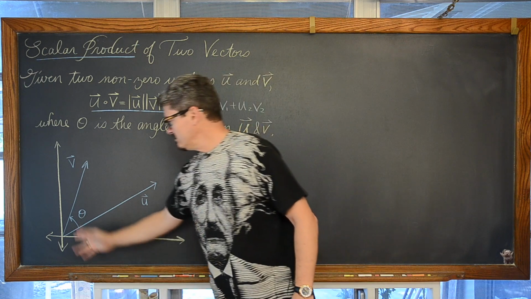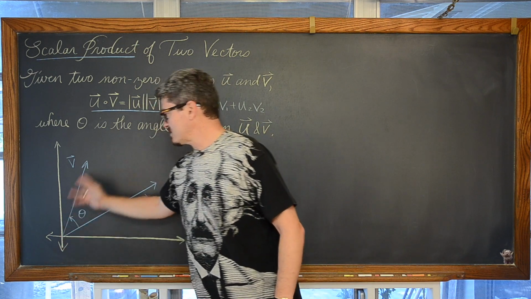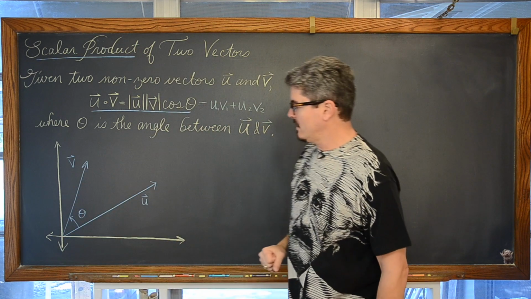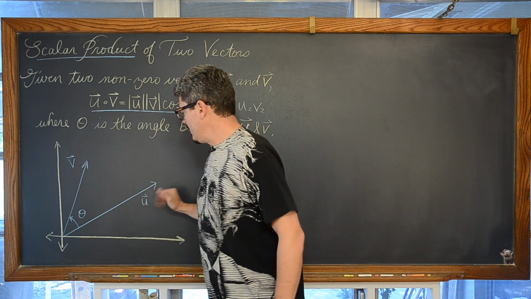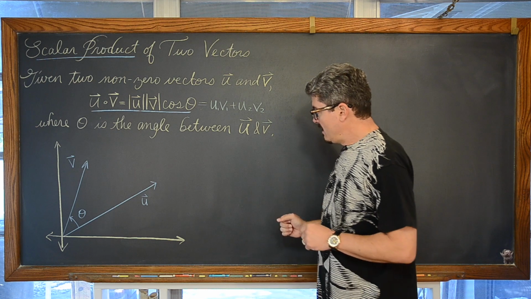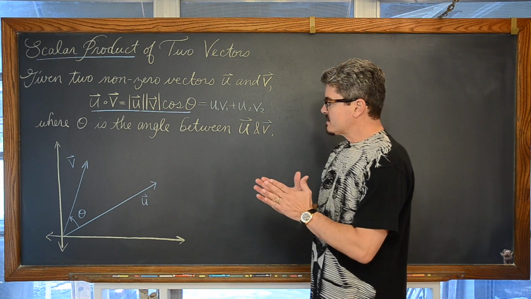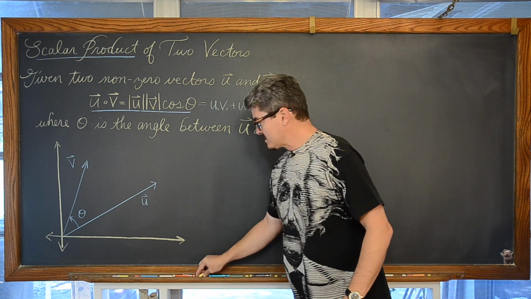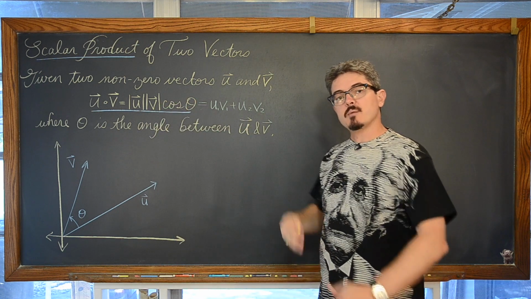So we have a diagram here. Both of these are position vectors, if you will, because our initial point is at the origin, but we have vector v, vector u, and theta in between. Let's look at what's going on with this diagram and show you where these formulas come from and how they're related to each other.